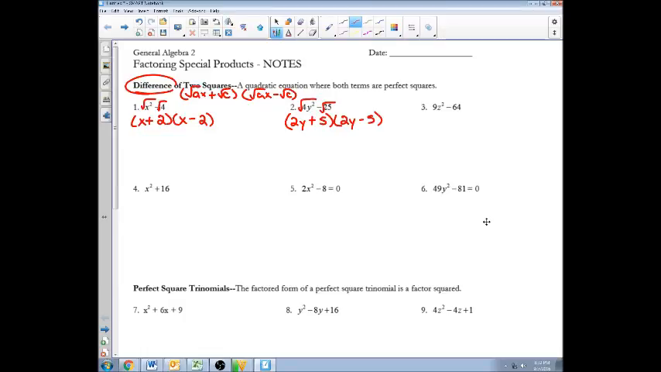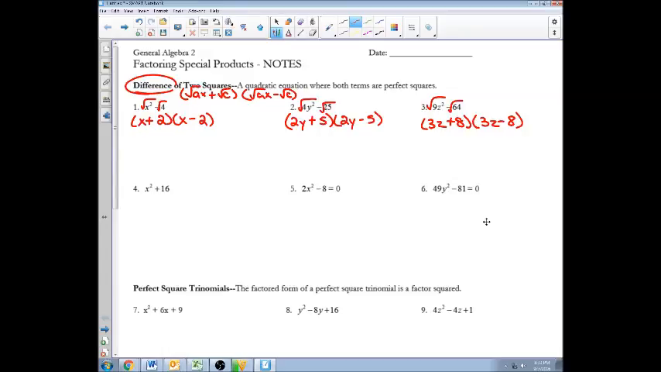On to number 3. Is 9z squared a perfect square? Yes, it is, because the square root of 9 is 3. Z squared is, again, just z. 64, the square root of that is 8. So I can take the square root of 9z squared and the square root of 64. That would get me 3z and 8. 1 would be positive, 1 would be negative. Remember what I said about this only working if it is the difference of two squares.